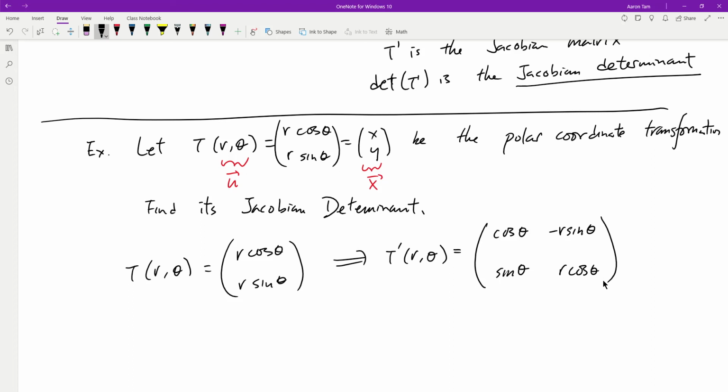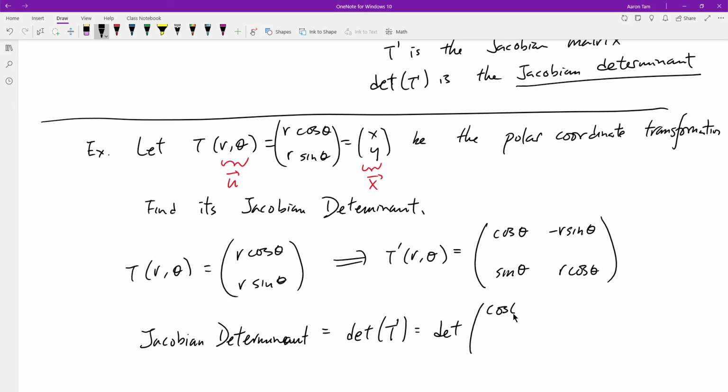So now to find the Jacobian determinant, that is basically equal to the determinant of T prime. So that just basically means the determinant of cosine theta, negative r sine theta, sine theta, r cosine theta.